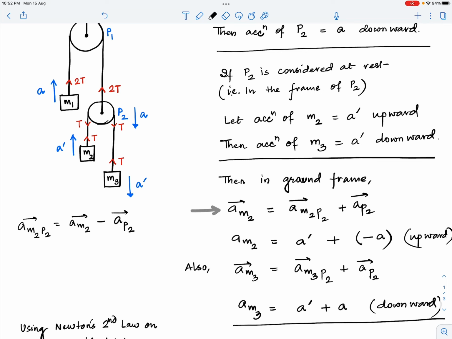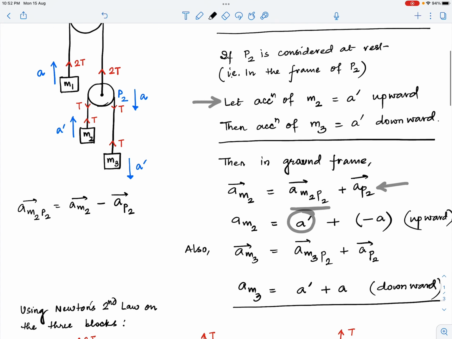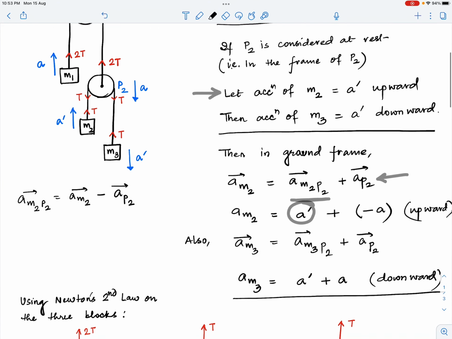Acceleration of m2 will be acceleration of m2 with respect to p2 plus the acceleration of p2, and here we will substitute these values. So we know that the acceleration of m2 with respect to p2, that means when p2 is considered at rest, we have assumed this acceleration to be a dash in the upward direction. So we write here a dash. Similarly, the acceleration of p2, which we have taken to be a downward, this will be, because we are adding up two vectors here, we have to be careful with the signs.